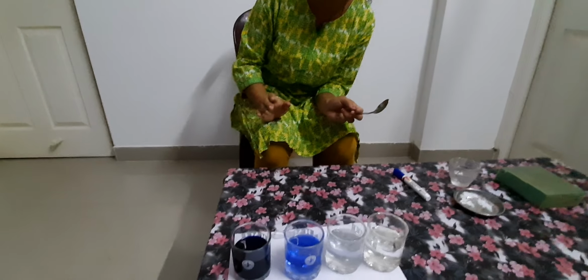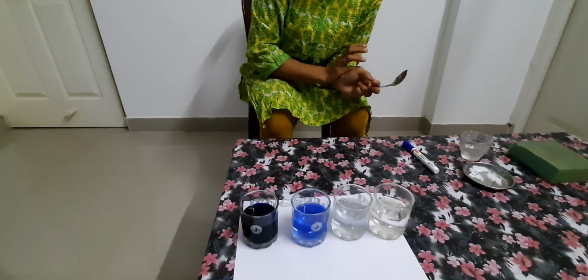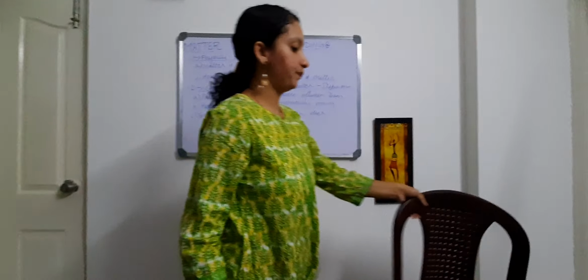This is your second activity. So you have to do it for understanding. So the remaining particles are occupied. The ink particles are occupied between these spaces. That's why this is called dilution. So we'll move to the next one. So what is the next one?